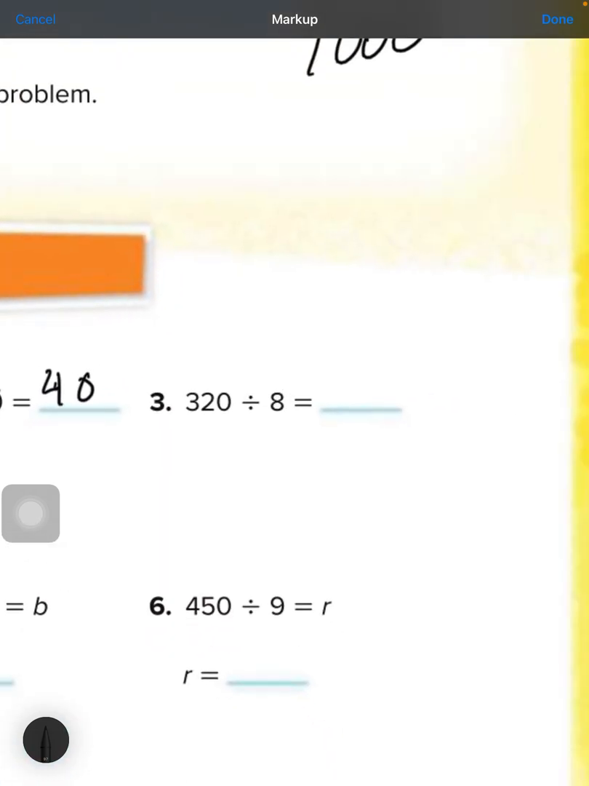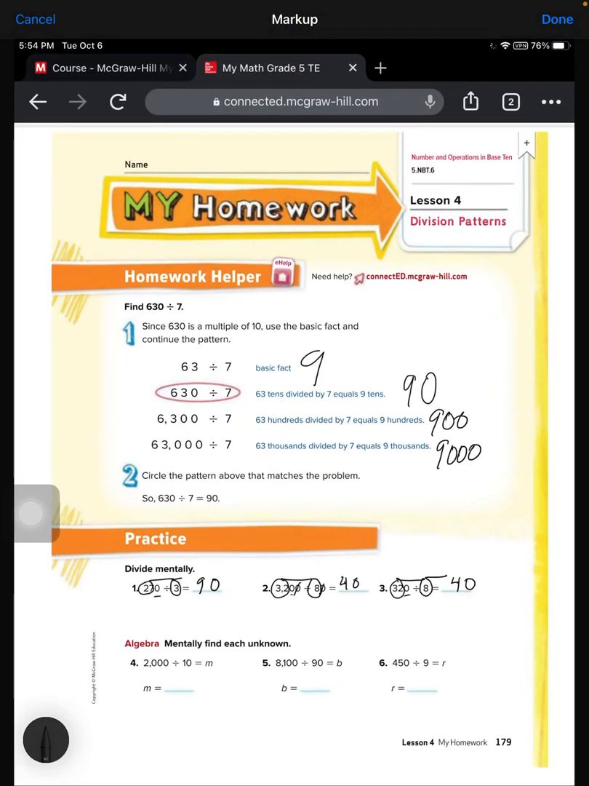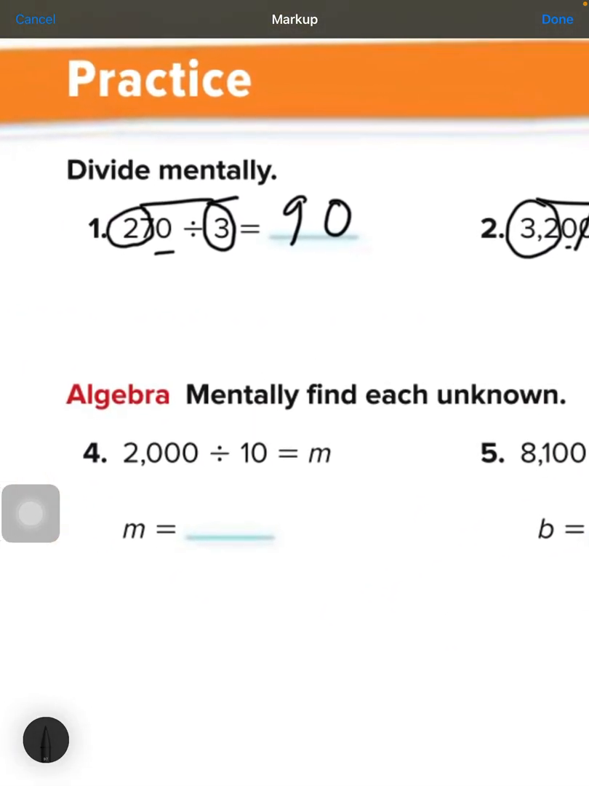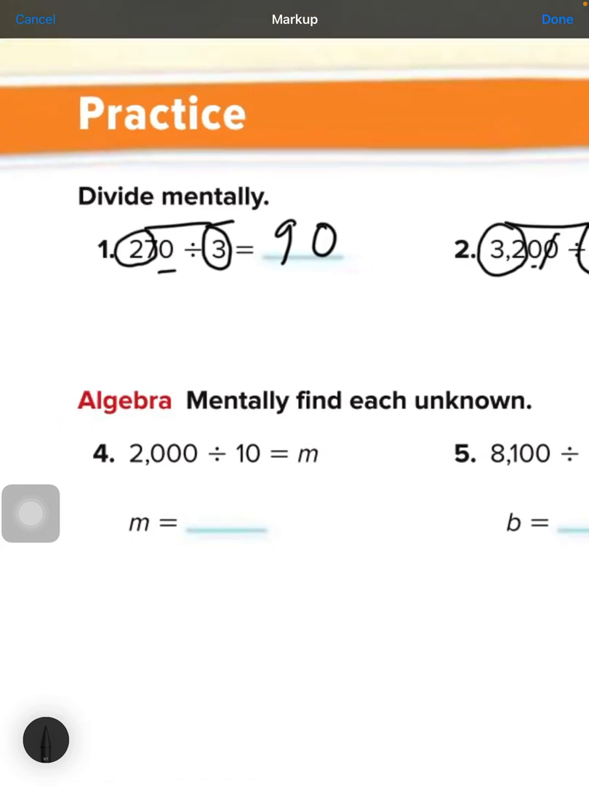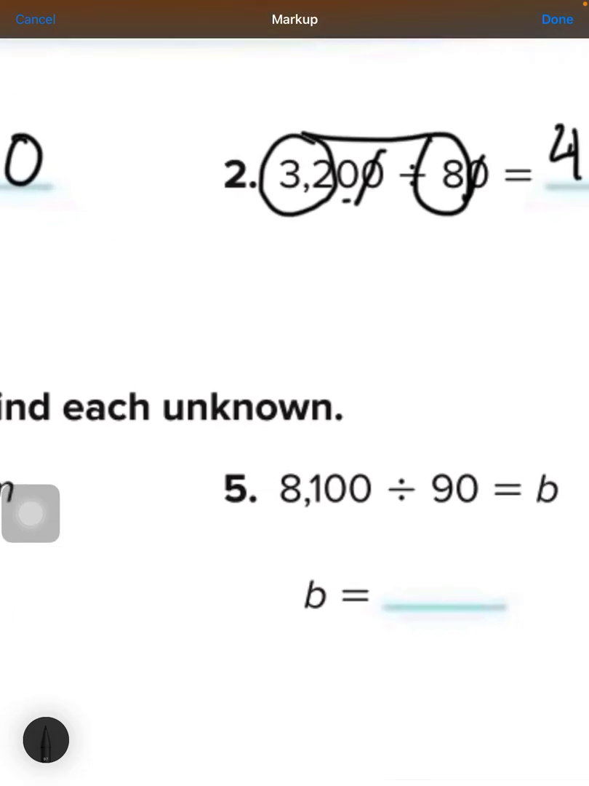Number 3, 32 divided by 8 equals 4. Bring that 0 over and your answer is 40. Number 4, yay, look, I can cross off more zeros. I can cross off a 0 here and a 0 here. And the identity property tells me any number times or divided by 1 is itself. So number 4 is 200.